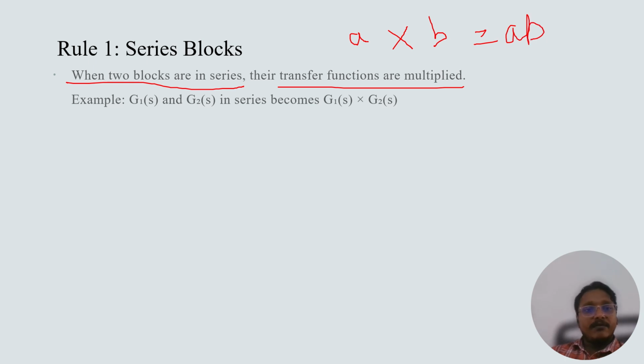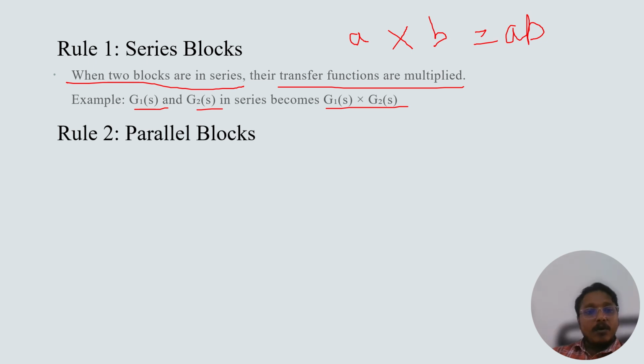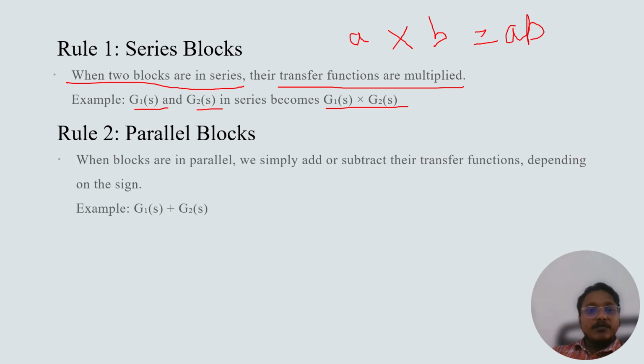In the same way, for example, if G1(s) and G2(s) are the two series blocks, then the final function will be G1(s) times G2(s). That is for series blocks. When the blocks are in parallel, then we need to add or subtract. That add or subtract depends upon the sign which the block represents. It can be plus, and minus can also happen.